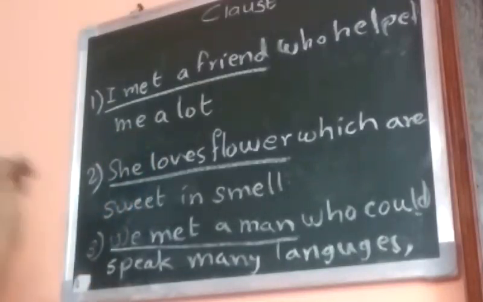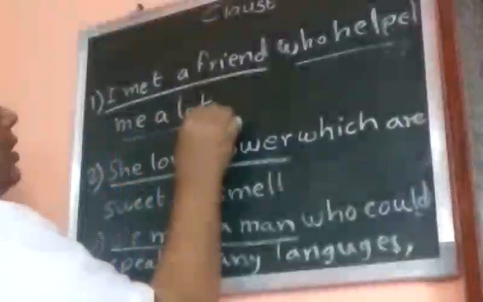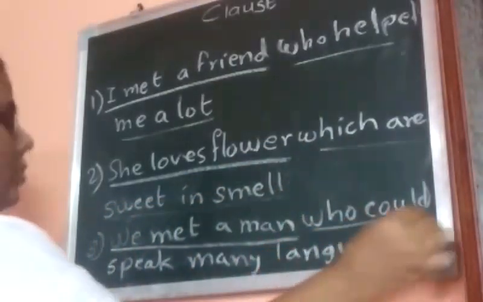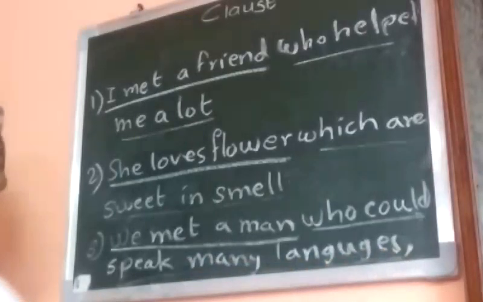This is a main clause because it gives the complete sense of a sentence, or it can stand alone as a sentence. But on the other hand, who helped me a lot, which are sweet in smell, who could speak many languages, this clause is called a subordinate clause because it alone cannot stand as a sentence.